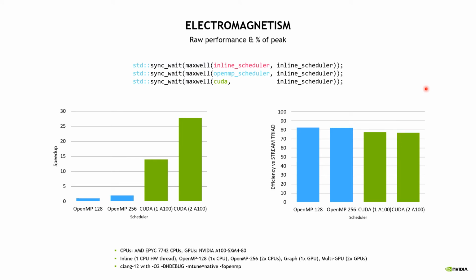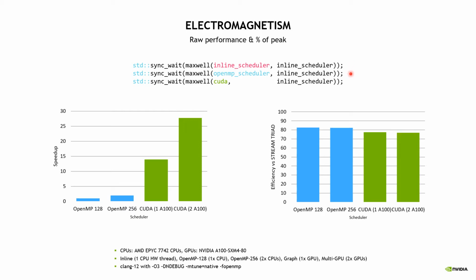And here's an example of how we use these schedulers. The only change I would make to that code is to this sync_wait call. The sync_wait call says synchronize and wait for this Maxwell's equations solver to complete. And you can see I've passed in 3 different schedulers. The first one is the inline scheduler, and that does what it sounds like. It does one thing after another in a sequential inline order. I don't show that on the graphs here because the performance is so much slower that it skews the graphs. Next is an OpenMP scheduler.